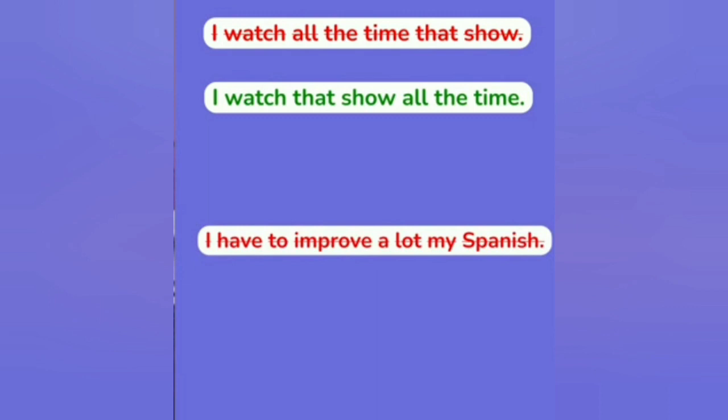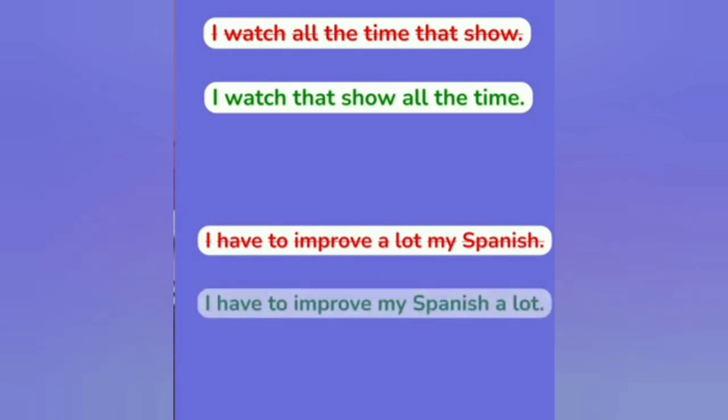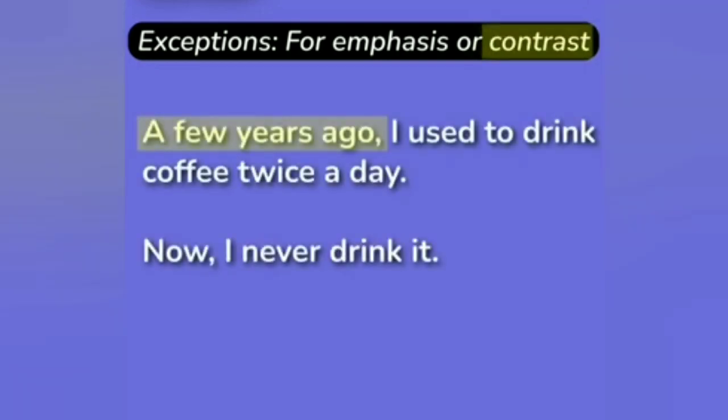"I have to improve a lot my Spanish." No, I have to improve what? My Spanish. How much? A lot. There are exceptions, but that's usually for emphasis or contrast. For example, a few years ago, I used to drink coffee twice a day. Now, I never drink it.